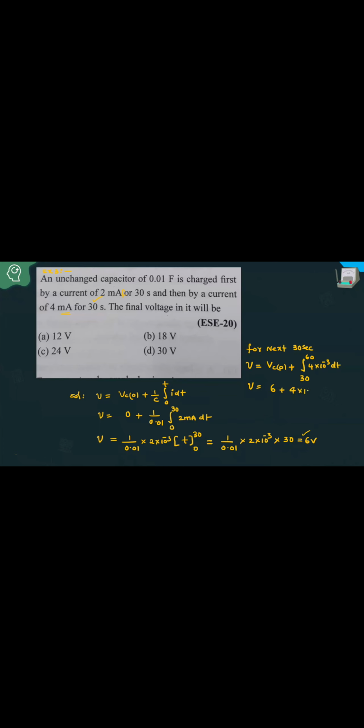Then 4 into 10 power minus 3. Integration of a constant is t, from 30 to 60. Now, can anybody tell me the answer? 4 into 10 power minus 3 into (60 minus 30). Integrate, substitute the limits. How much voltage did you get? This is 30 into 4. How much, friends?